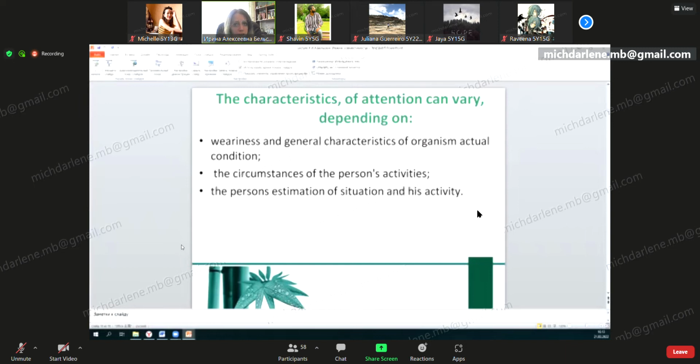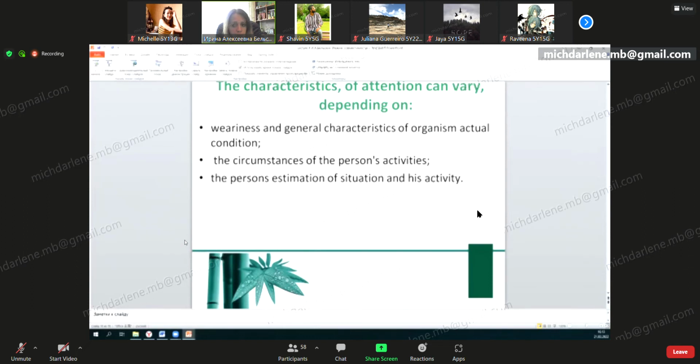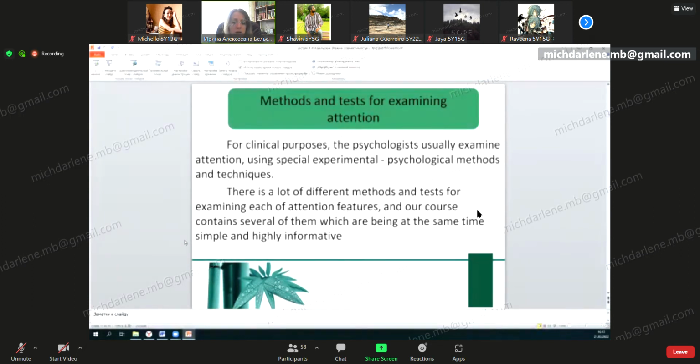How can we analyze attention for clinical purposes? In clinical experiments, psychologists usually examine attention using specific materials, special experimental psychological methods. There are a lot of different methods, tests or scales or tables as you want. And all of them can examine some characteristic of attention or whole characteristics of attention. There are complicated forms of tests or more specific ones for one kind of characteristic of attention only.